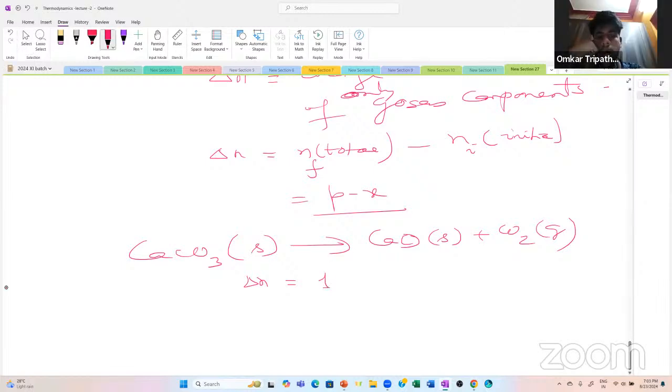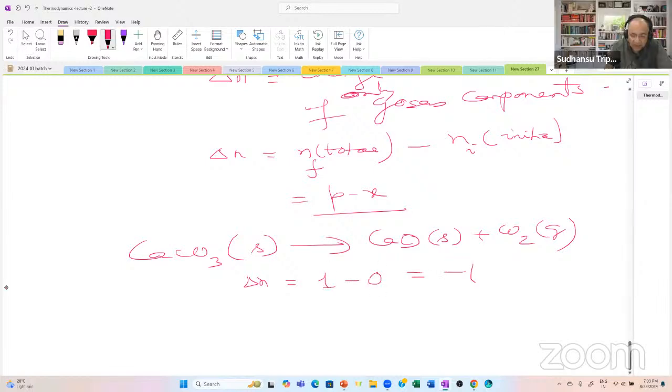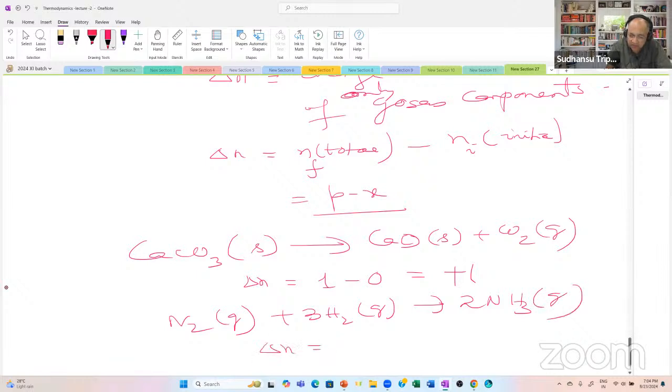1 minus 0 is equal to 1 plus 1. But if you take this reaction where all are gases, you have to take all of them into account. What is del N in this case?